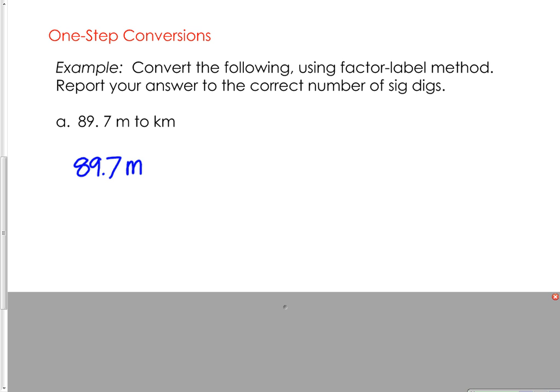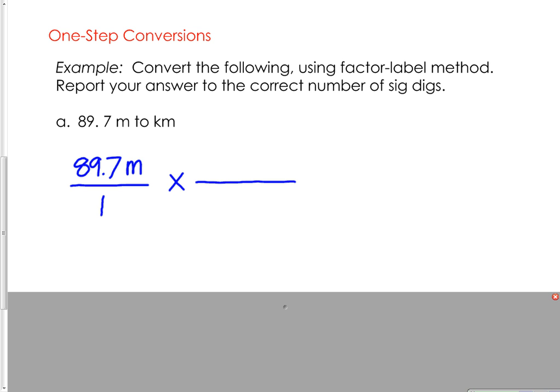So we've written down the given, and some students find it very helpful to put this given over the number 1. Doesn't change the value of what we've written down. 89.7 over 1 is still the same as 89.7, but it does help us to see the top and our bottom of our fraction very clearly. Now you're going to multiply by a conversion factor.